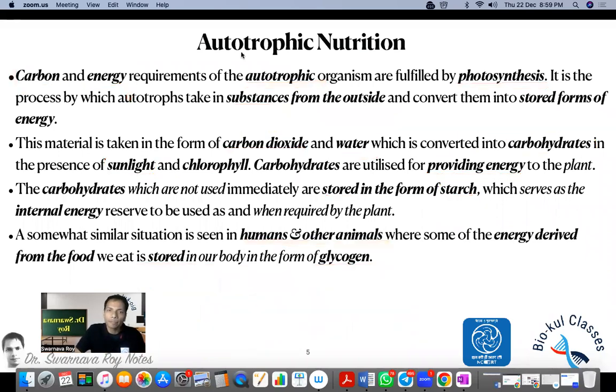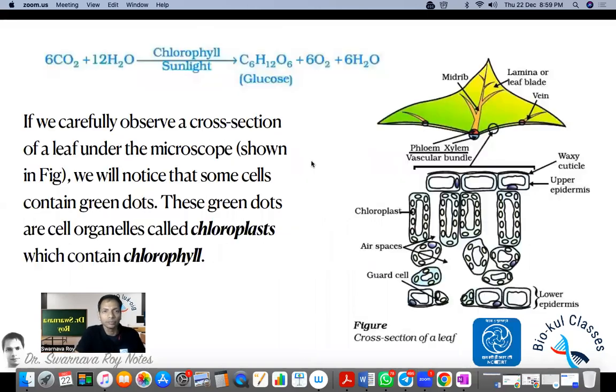Now, next, this is the equation of photosynthesis.